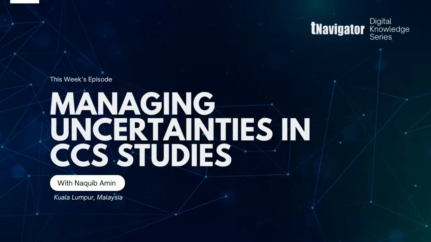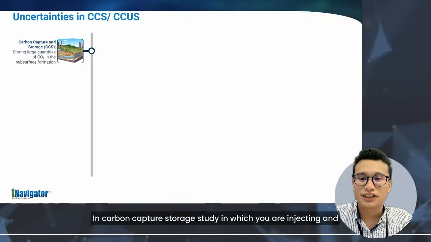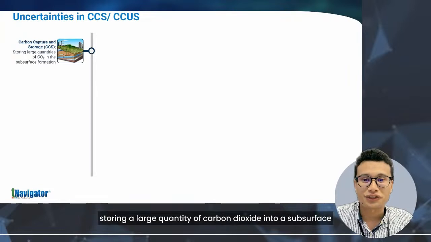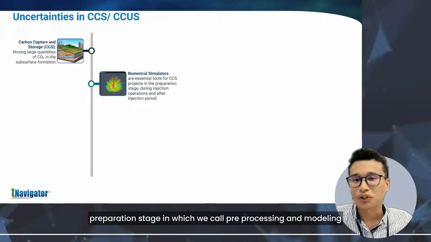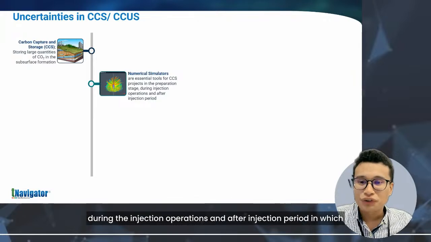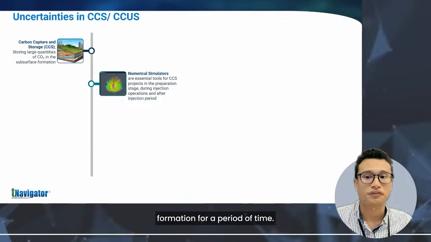In this week's episode, we have Naquib Amin from the Kuala Lumpur office discussing managing uncertainties in CCS projects. In a carbon capture and storage study, in which you are injecting and storing a large quantity of carbon dioxide into a subsurface formation, numerical simulators become an essential tool in the preparation stage, which we call pre-processing and modeling, during the injection operations, and after the injection period, in which we see how this injected fluid will react and be stored within the formation for a period of time.